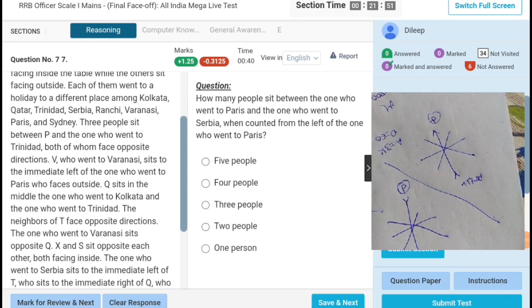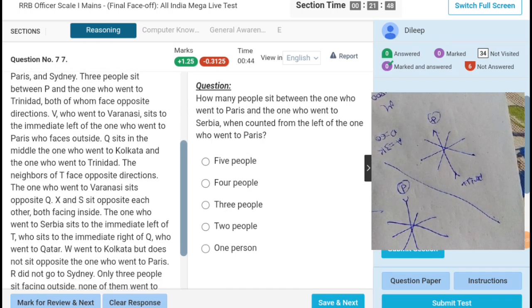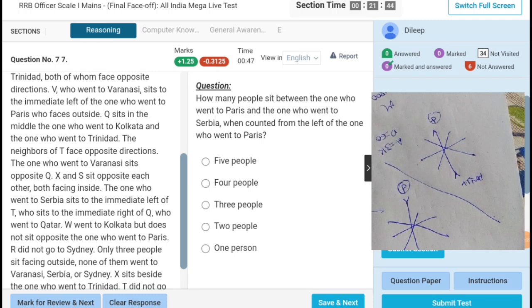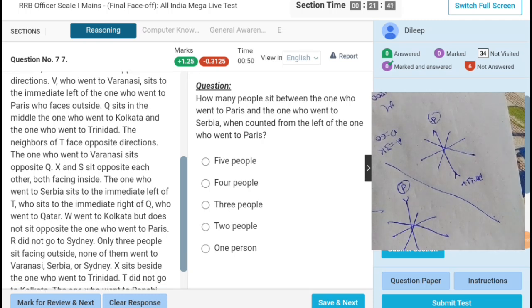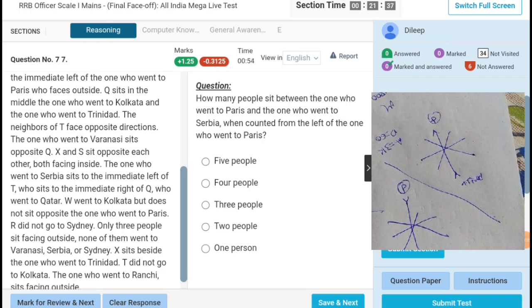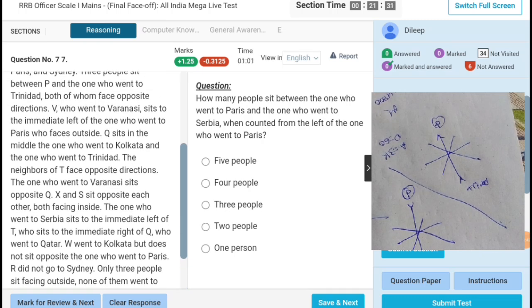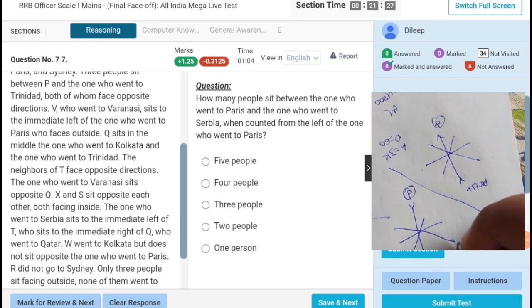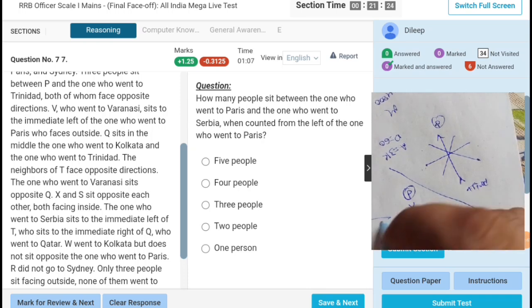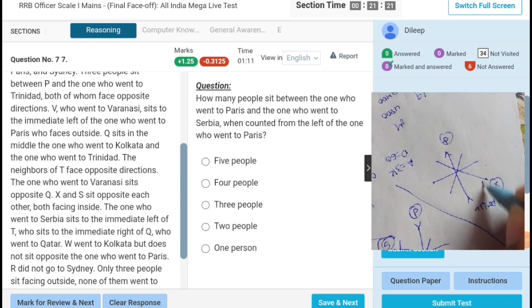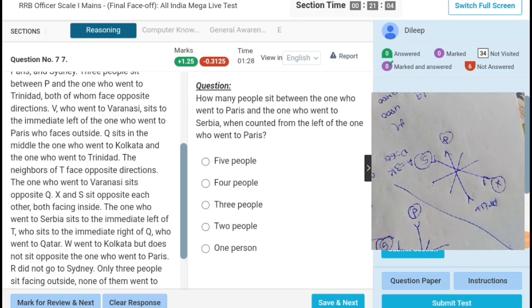The neighbors of T face opposite directions. The one who went to Serbia is immediate left of T. Only three people face outside. X is beside Trinidad. X and S are opposite to each other. The one who went to Goa is immediate right of Q.